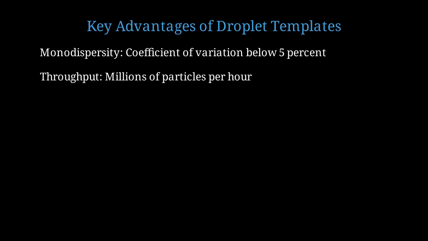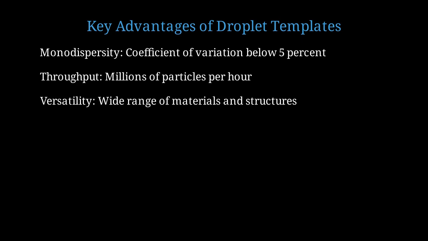Parallelization further increases production. The versatility is remarkable. We can template polymers, ceramics, metals, hydrogels, and composites. The structure can be tuned from simple spheres to complex hierarchical architectures. Of course, no technology is perfect. Let's honestly discuss the challenges and limitations of droplet templating.